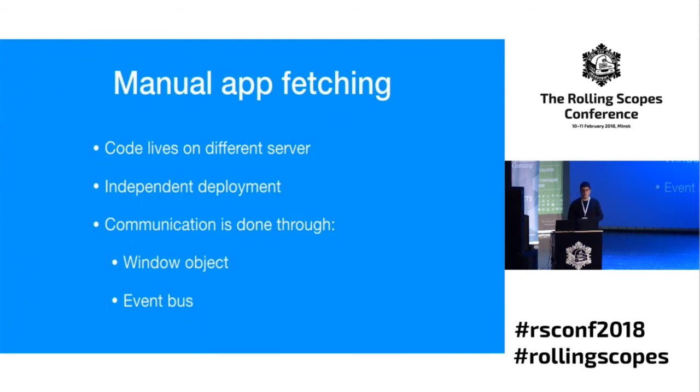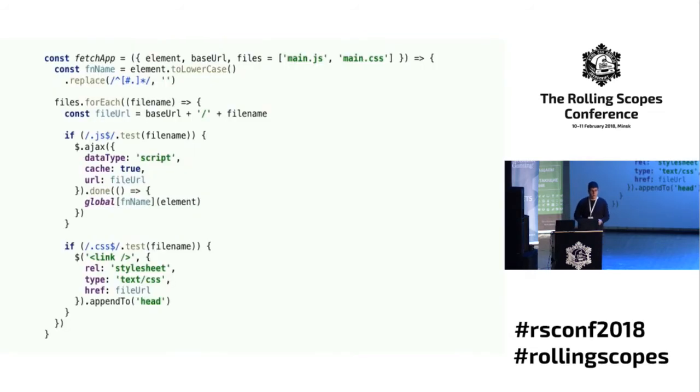And the communication between app services on the front end can be done using the window object. Window object in browser is visible everywhere, so you can put some variable there, and every other service will be able to read it. Or you can use an event bus. There is also a front-end implementation of event bus, and I will also show you how that looks. So let's see the code for the manual app fetching.